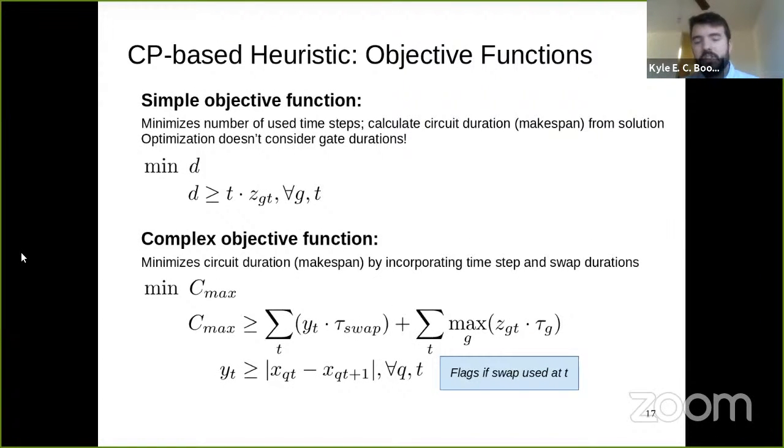Our second objective function is what I term a complex objective function. And this actually looks to minimize the circuit duration, also known as makespan itself, by incorporating the durations of each time step, as well as the durations of those implicit swap operations. And so the math gets a little complicated. All I want to say here is that instead of just minimizing the number of time steps used, we're actively minimizing the duration of the circuit by analyzing what operations take place at each time step.